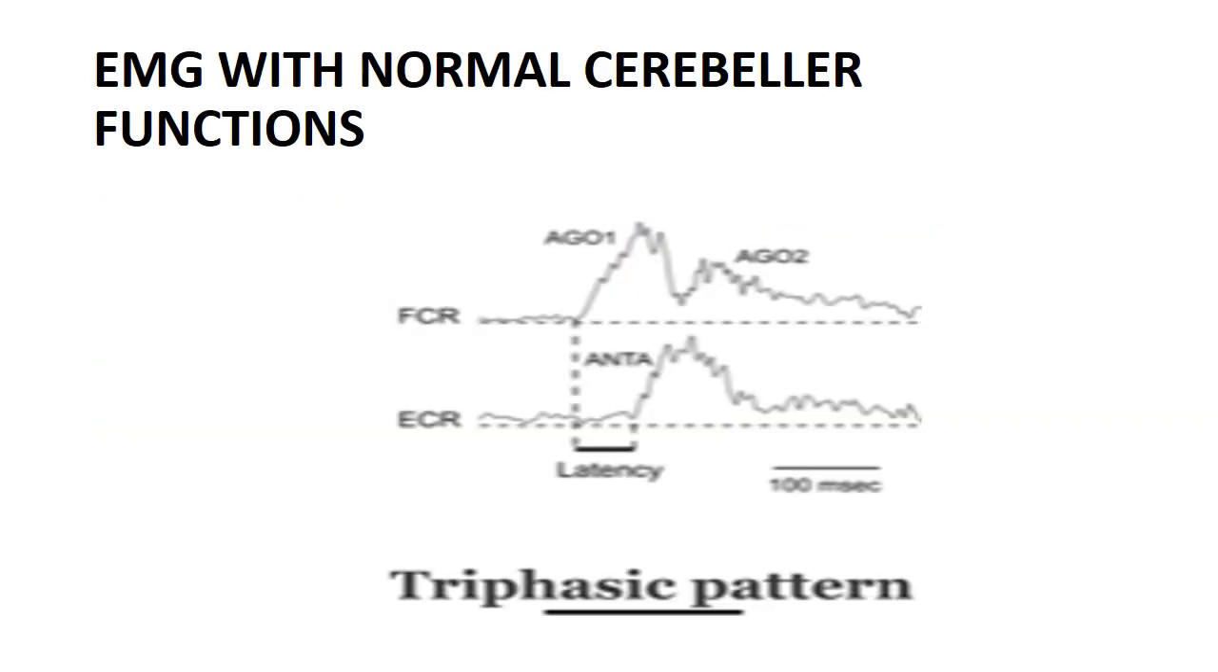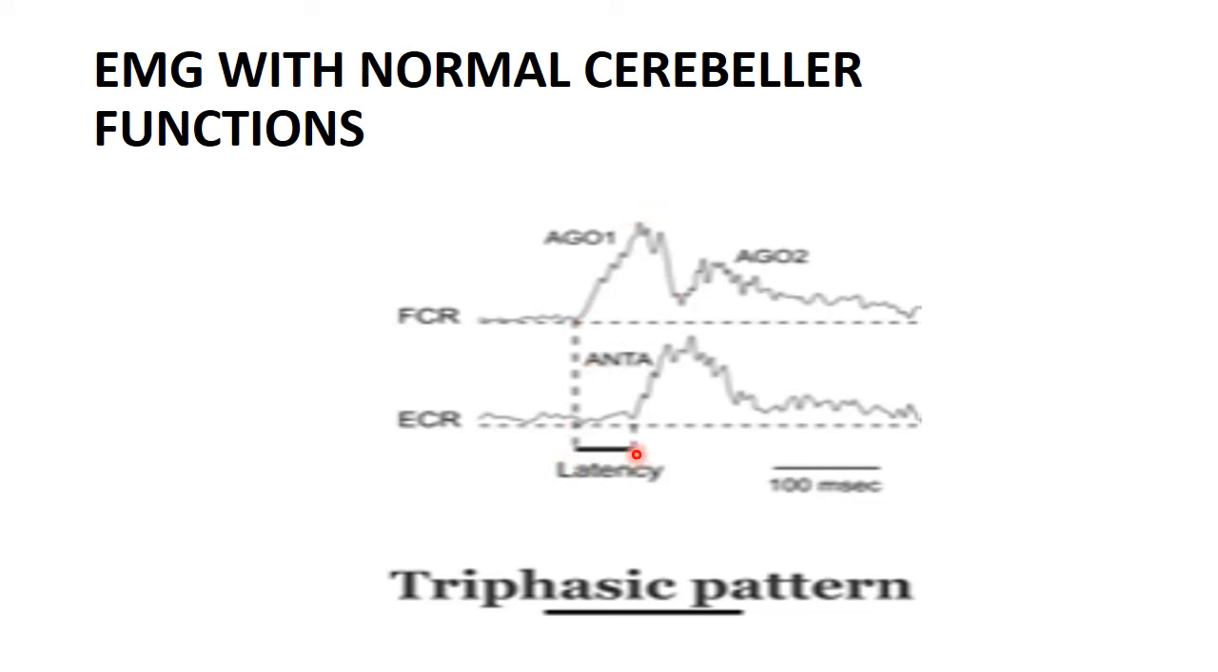Next slide. EMG with normal cerebellar functions. The normal pattern of the EMG, electromyogram, is the triphasic pattern. Triphasic means it has three waves. AG means agonist and ANTA means antagonist. So in the flexor group of muscles, the agonist first peak occurs. One indicates the first positive peak.